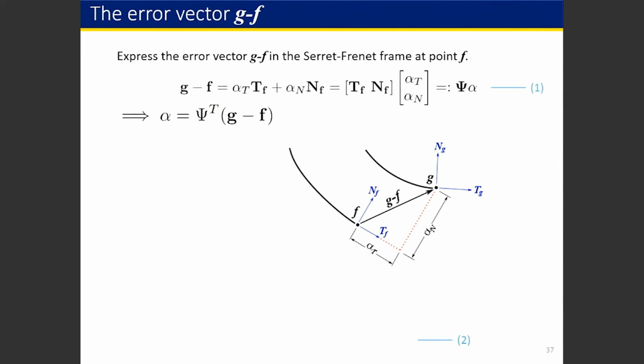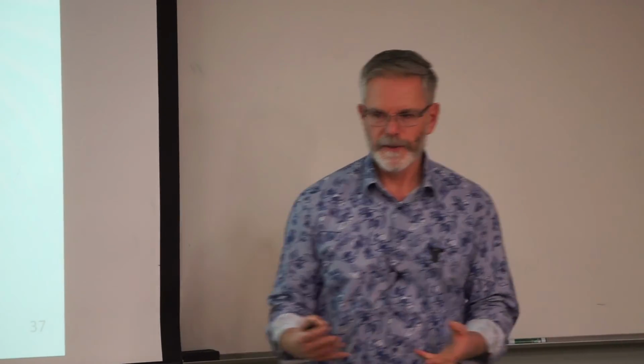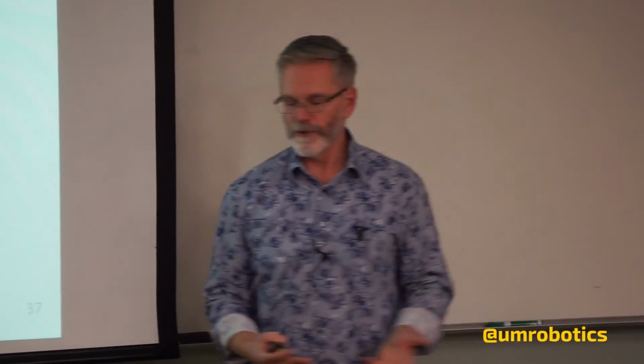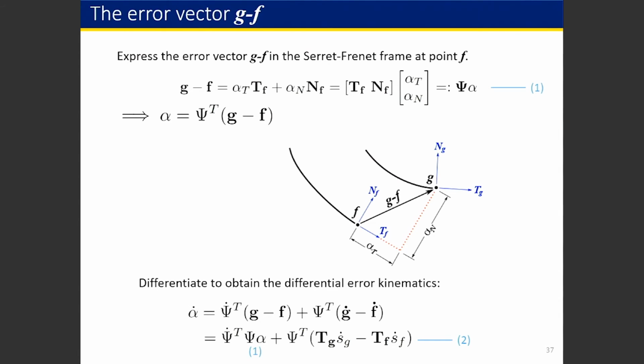Here I can invert that, express the measure numbers in terms of the error vector using psi transpose, because psi was an orthonormal frame, its transpose will be its inverse. That's key, but we're going to lose that later, as you know, when we go to the surface, because we're not going to have an orthonormal frame anymore, so we're going to have to invent something, but we'll get there. Okay, we're going to differentiate this to get the differential error kinematics.